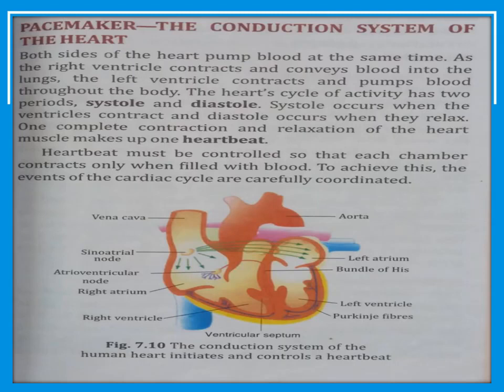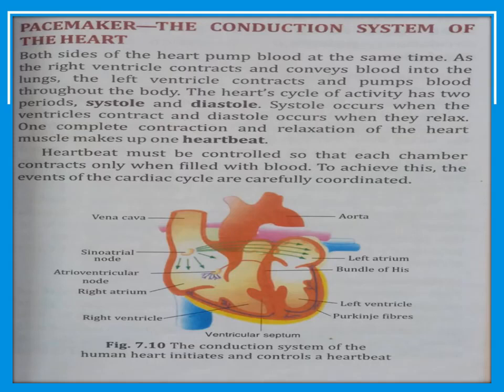Students, now you have an idea about the structure of the human heart. Related to it, you should also know the conduction system of the human heart. So let us discuss the conduction system of the human heart. Both sides of the heart pump blood at the same time. As the right ventricle contracts and conveys blood into the lungs, the left ventricle contracts and pumps blood throughout the body.